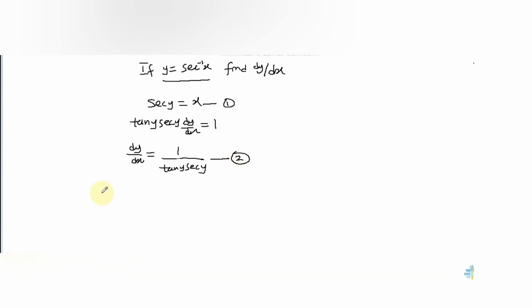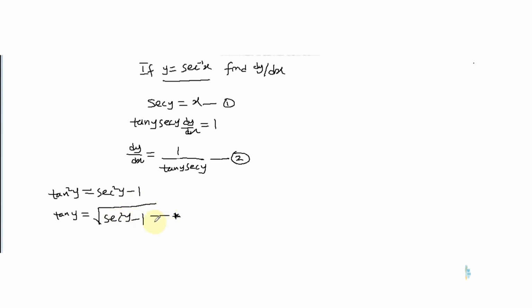Now from our trigonometry identity, we have that tan squared y is equal to sec squared y minus 1. Now making tan y the subject of the formula, we are going to have the square root of sec squared y minus 1, and let's call this star.